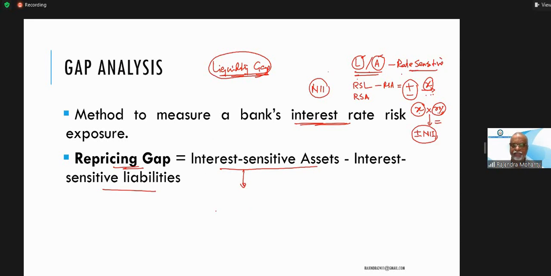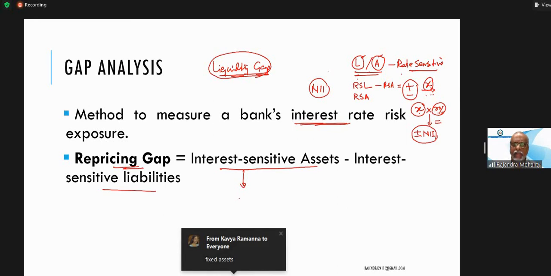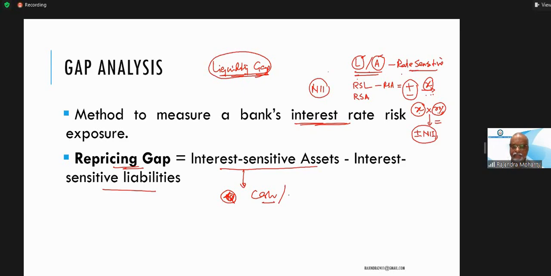DIR loan. Cash, sir. Yes, DIR loan. Cash, sir. DIR loan has a 4% interest. So cash is one of the rate insensitive assets. There is no interest on this. Any other thing? Fixed asset. Very good. Fixed asset is not earning anything.